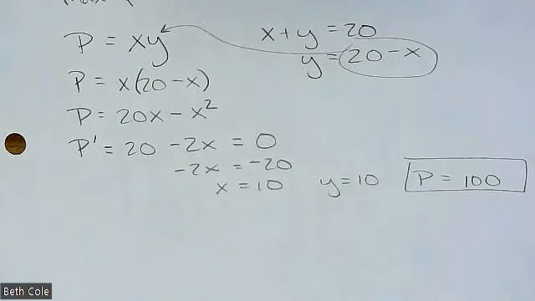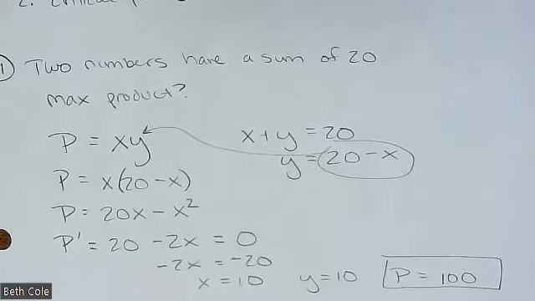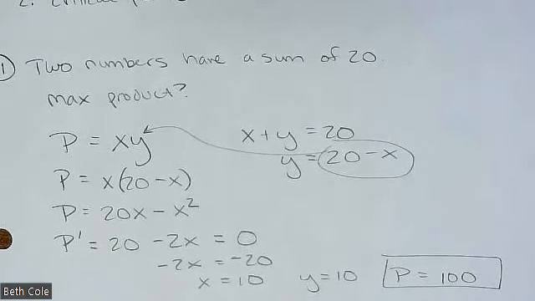So let's try another one and we'll see if you can get the answer without having to do any of that. And I am telling you to be lazy. I want you to do the least amount of work possible to get the correct answer, okay? Because the thing is timed. Two numbers have a sum of 10. What's the maximum product?